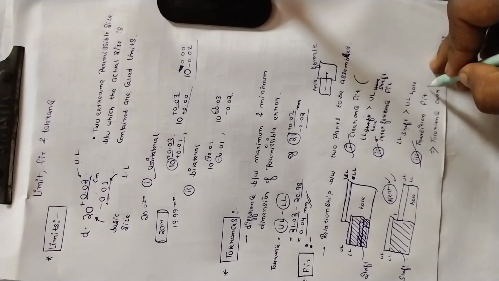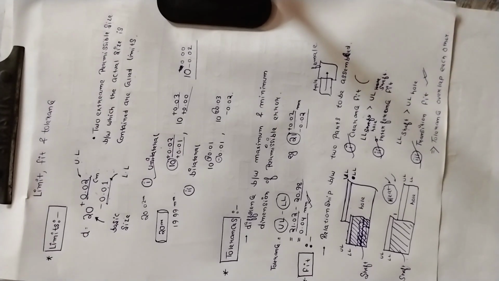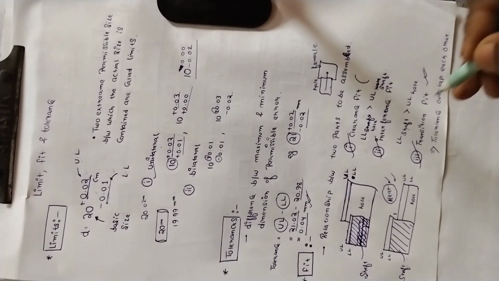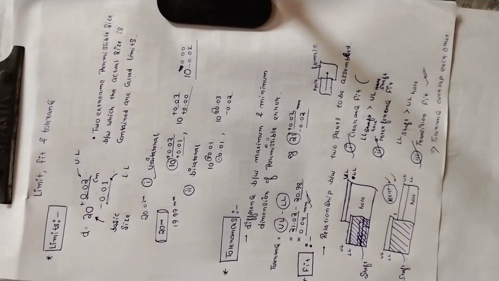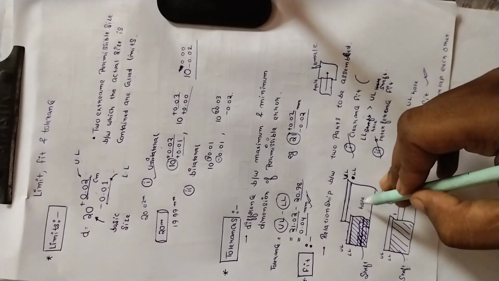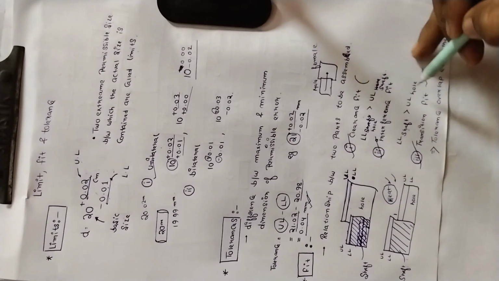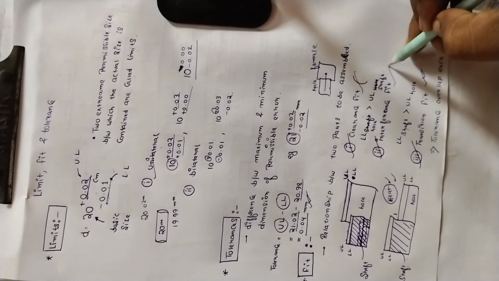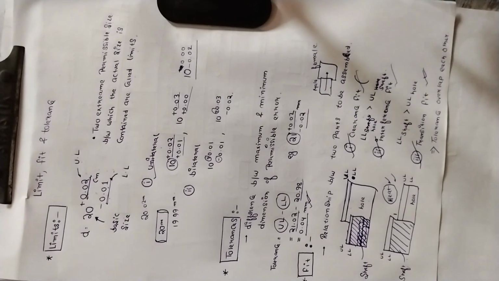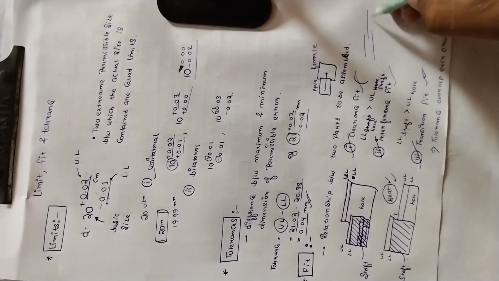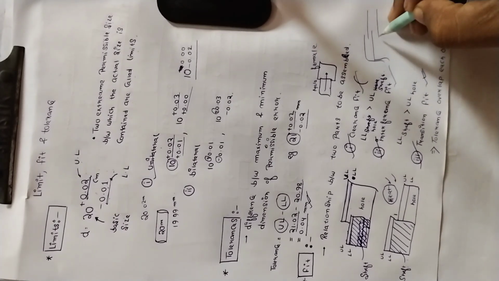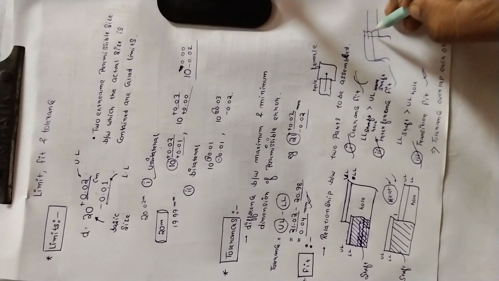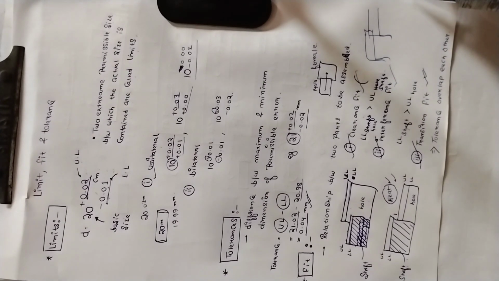Now what is the transition fit? The transition fit is in between the clearance fit and the interference fit. It means the tolerances overlap each other, right? I think it is clear that a transition fit can sometimes behave like a clearance fit and sometimes like an interference fit. The tolerances of both the hole and the shaft overlap in this way. So this is the transition fit.